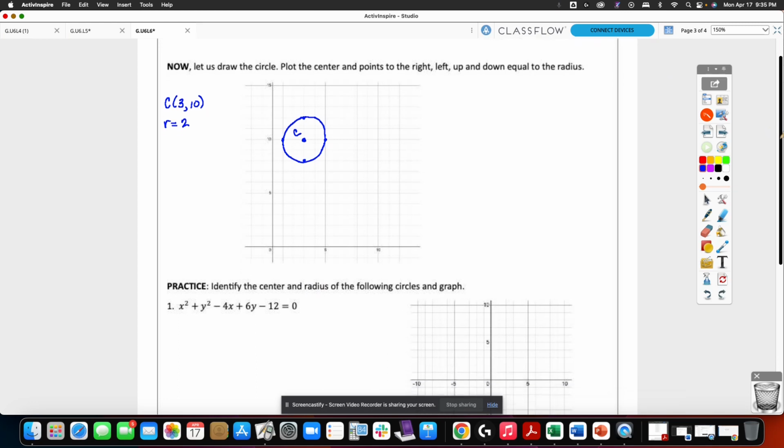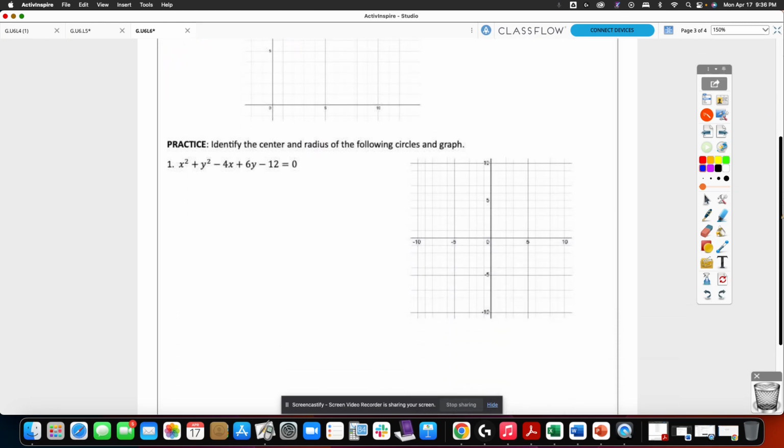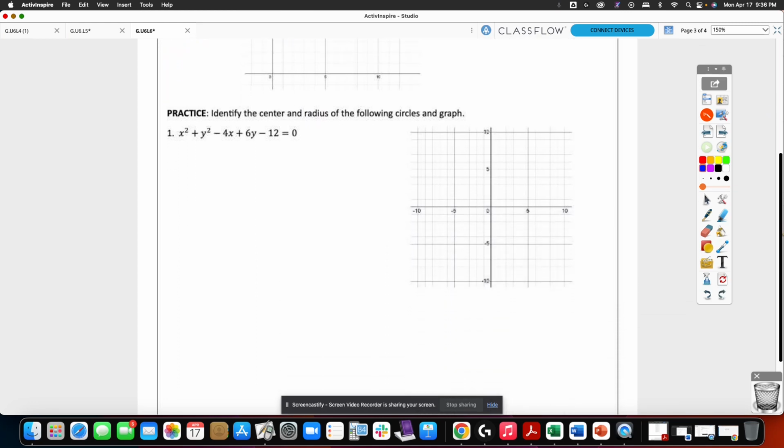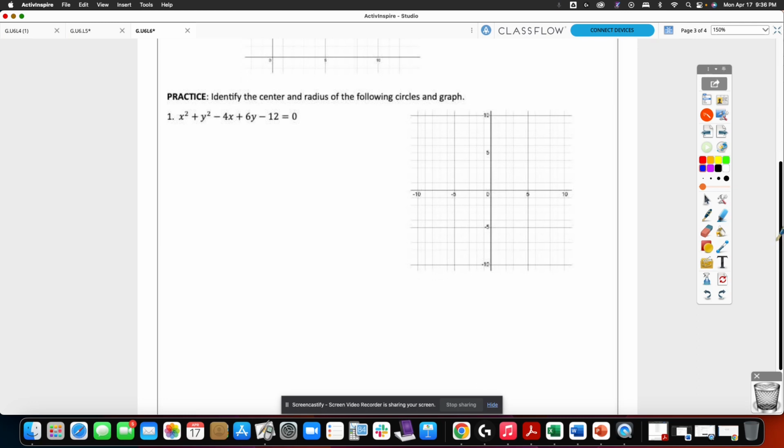Okay, let's try practice number 1. So let's do this together. We have x squared, and we will streamline the process, all right? So you're given x squared plus y squared minus 4x plus 6y is equal to negative 12.